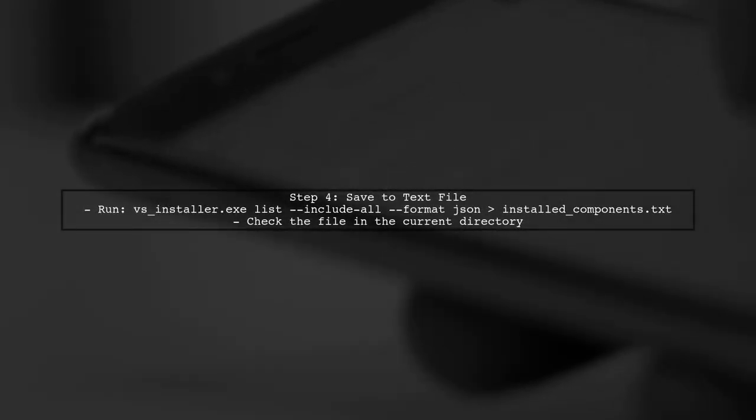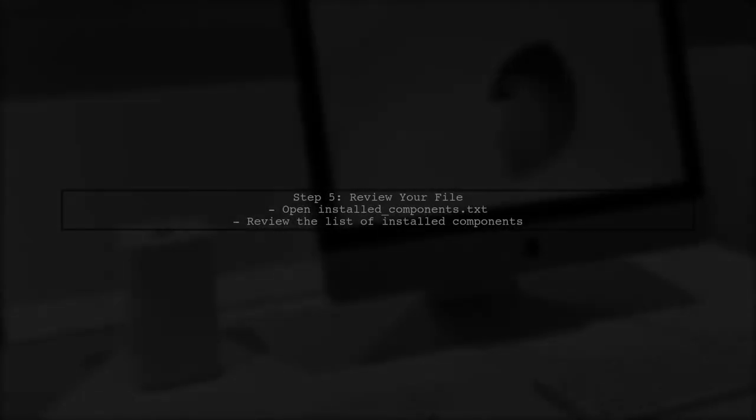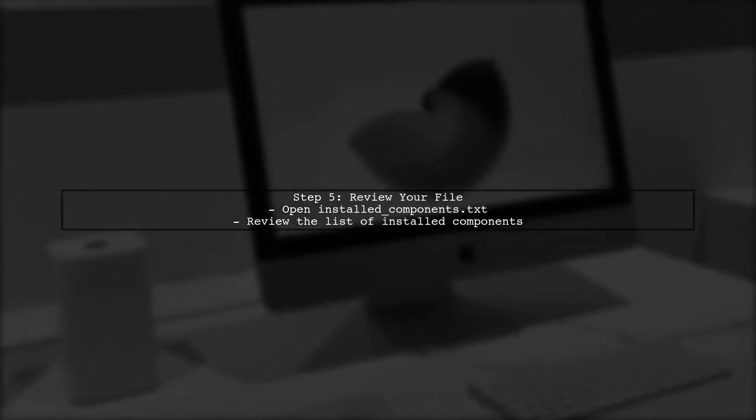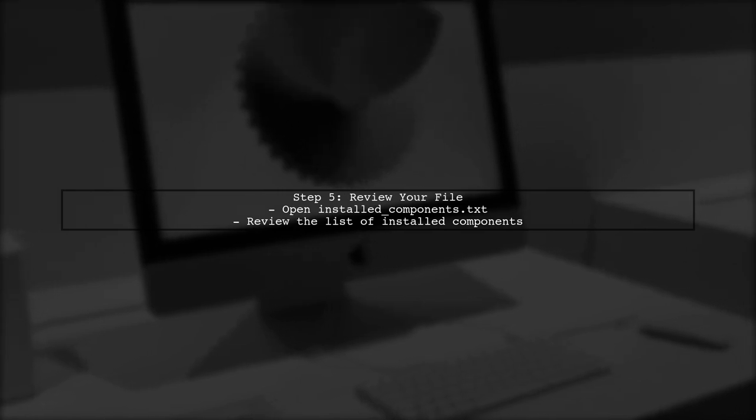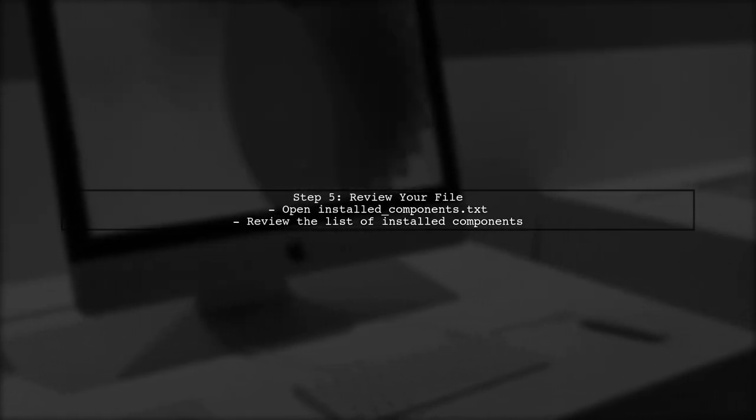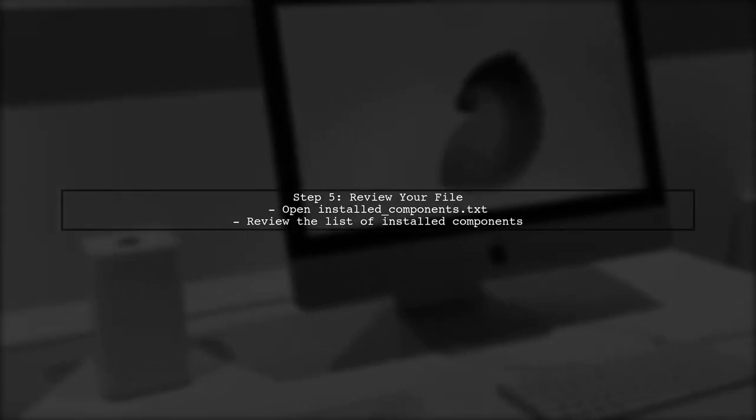If you want to save this list to a text file, you can redirect the output using the greater than symbol. This will create a text file with all the details. Now you have a text file containing all the installed components of Visual Studio 2017. This method is efficient and saves you from manual documentation.